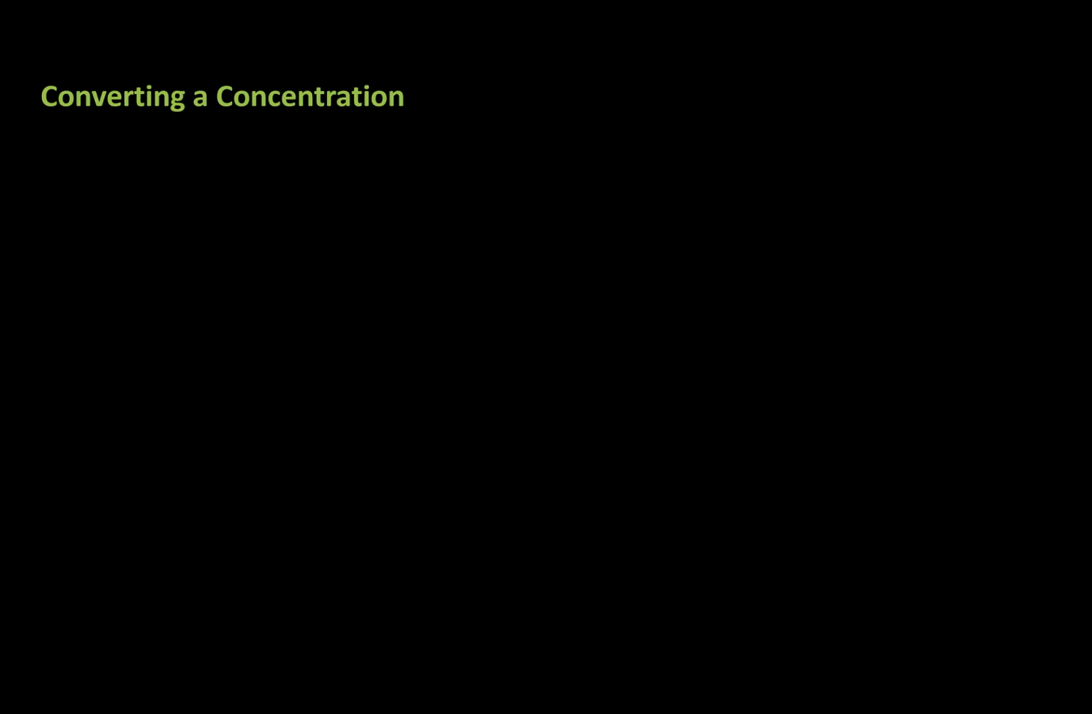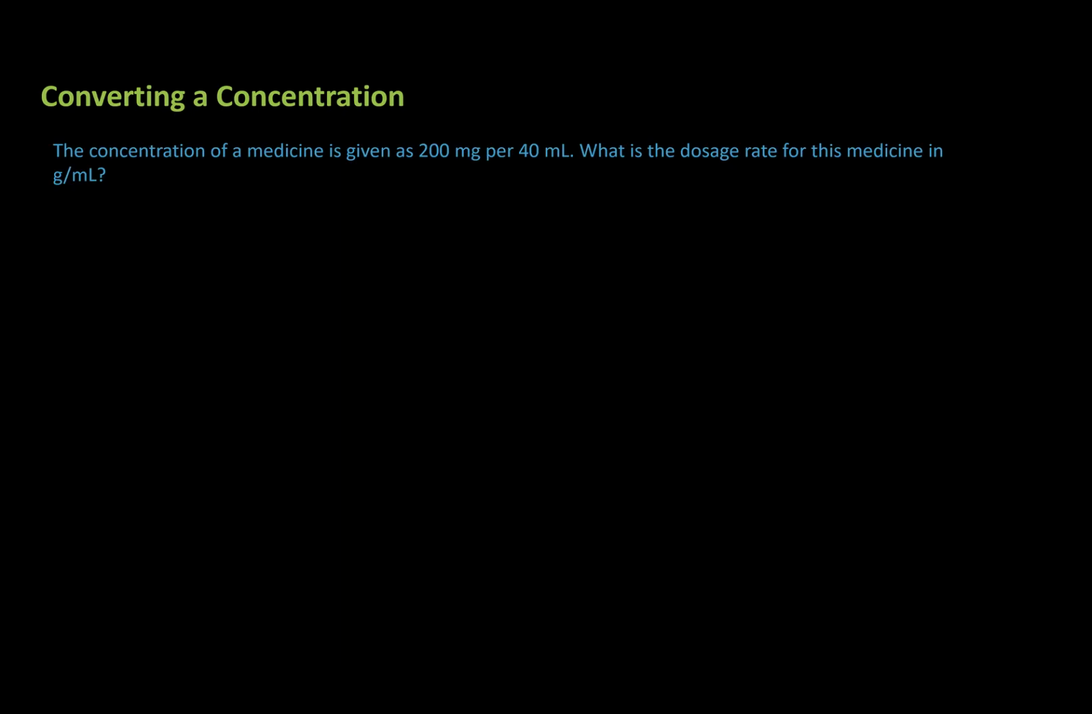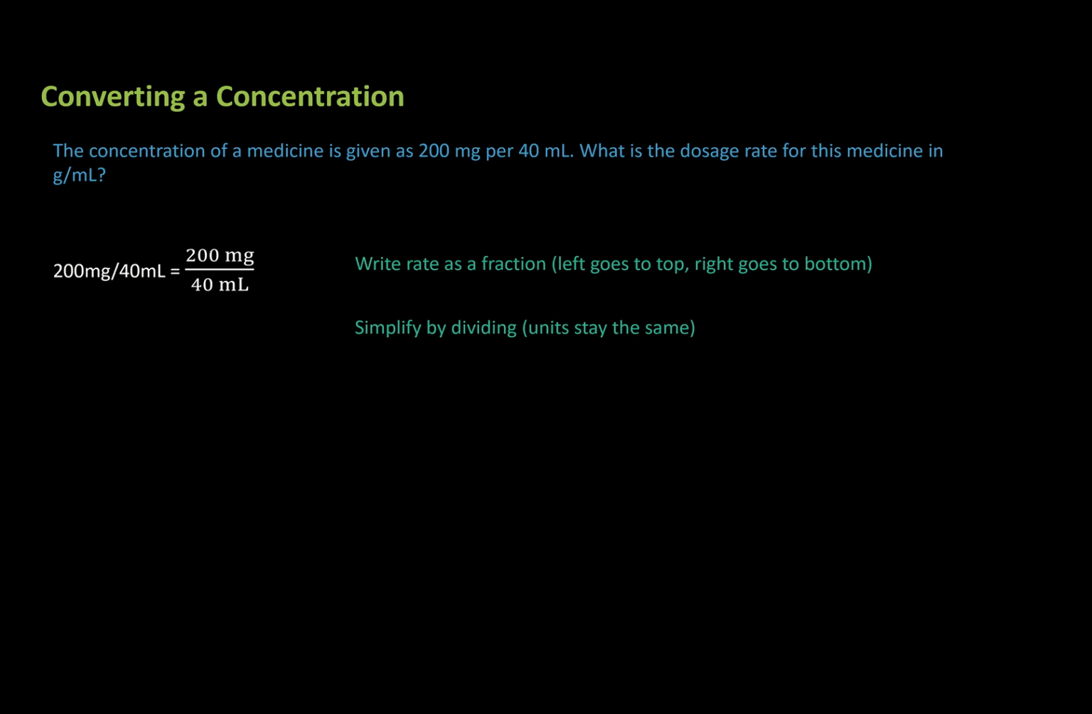So to convert a concentration, the concentration of a medicine is given as 200 milligrams per 40 milliliters. What is the dosage rate for this medicine in grams per mil? We'll start by writing the rate as a fraction, because rates work the same as a fraction. So left to right, top to bottom. The left number is 200 milligrams, it's going to go on top, and the right number is 40 mil, so it's going to go on the bottom.